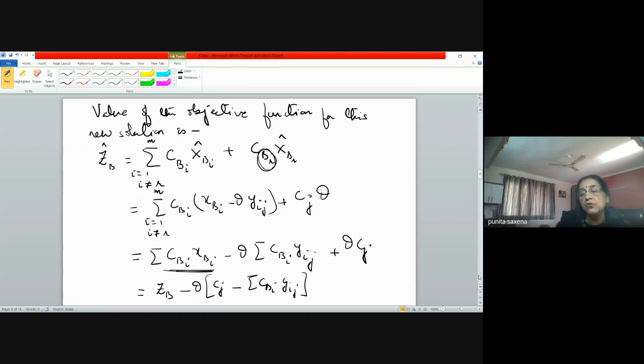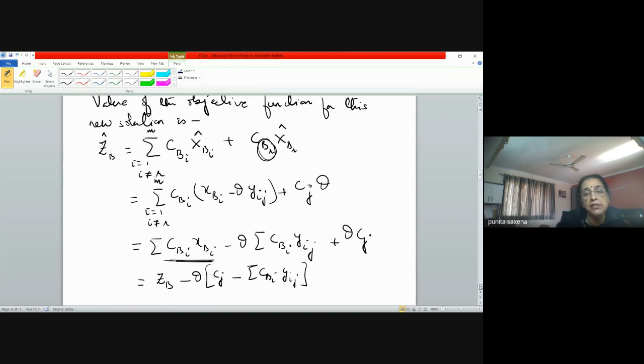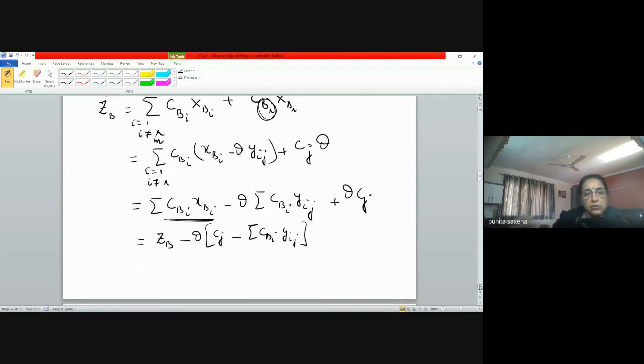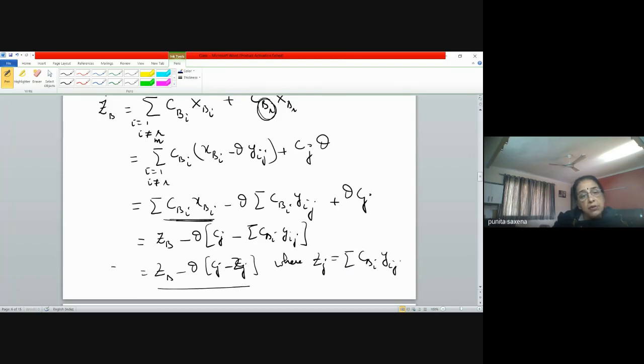Now this is the same thing that I explained the other day, ZJ minus CJ. So I now write my ZB cap as ZB minus theta into CJ minus ZJ, where your ZJ is nothing but the summation of CBI YIJs. So now it's exactly the same kind of thing that I was trying to explain the other day.